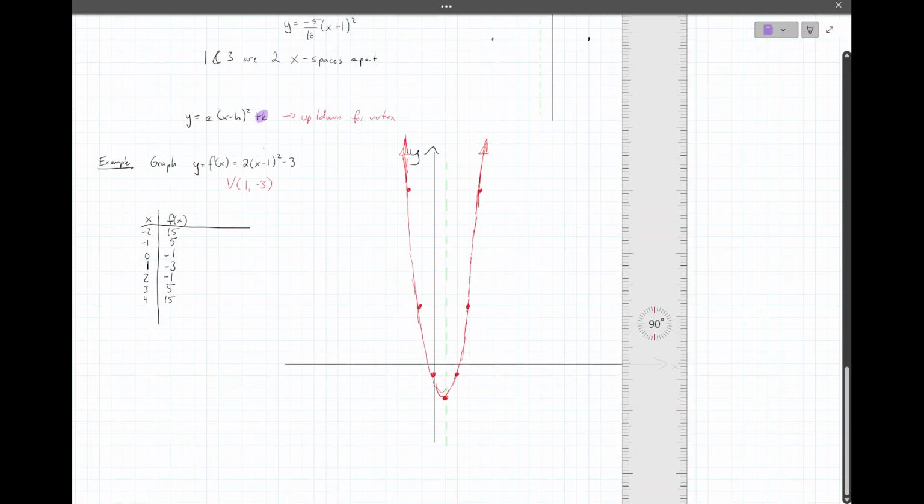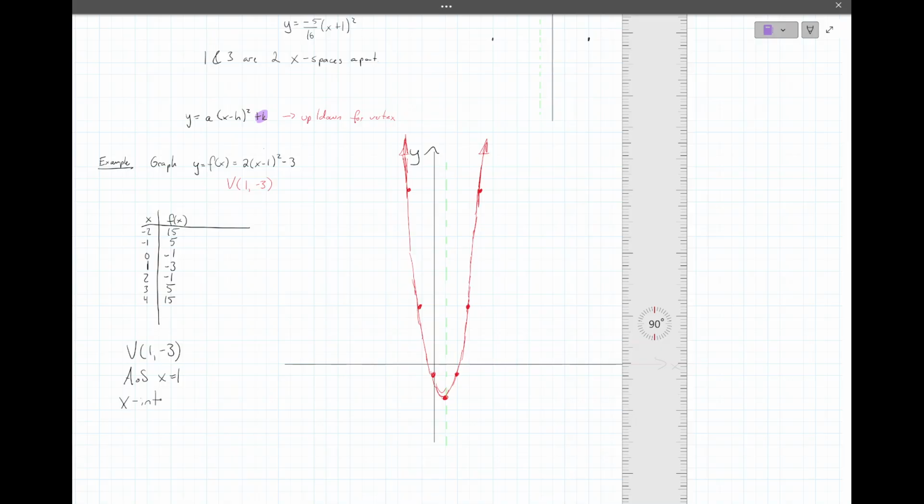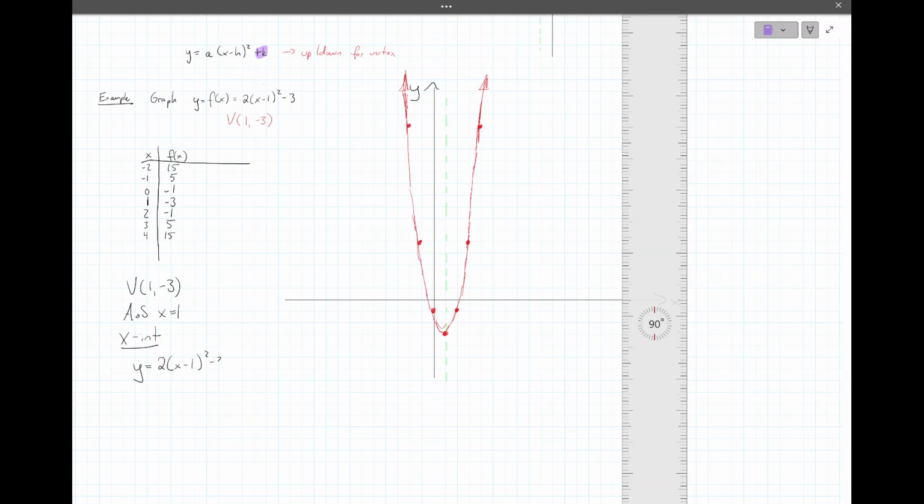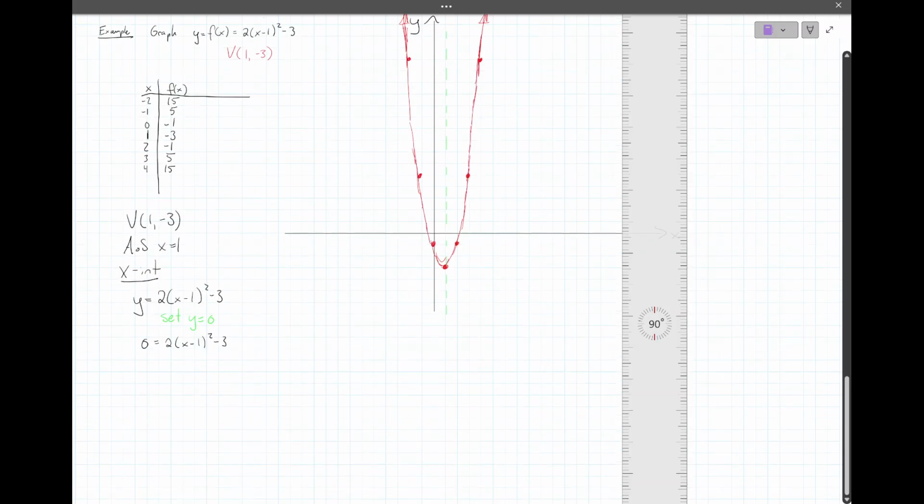That's it. So key features, what we're looking at. So vertex, (1, -3). When we're looking at this too, axis of symmetry is just happening at x equals 1. We have that there, the green dashed line. X-intercept, let's calculate it out. So here, this is y equals 2(x minus 1) squared minus 3. I set y equal to 0. Then I'll get 0 equals 2(x minus 1) squared minus 3.